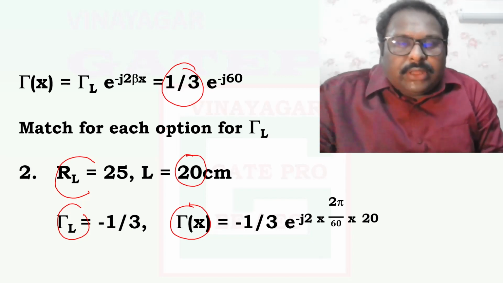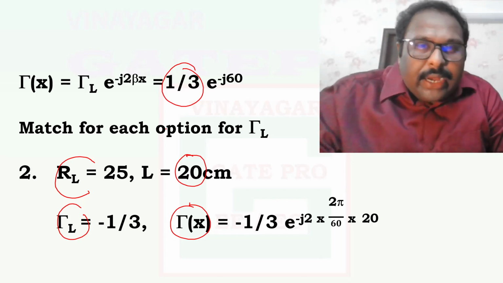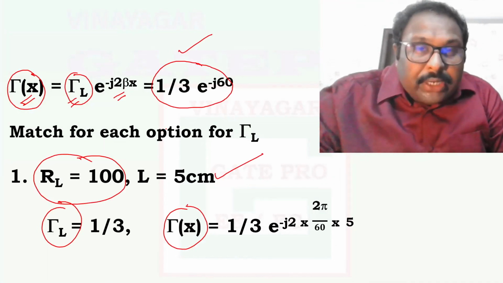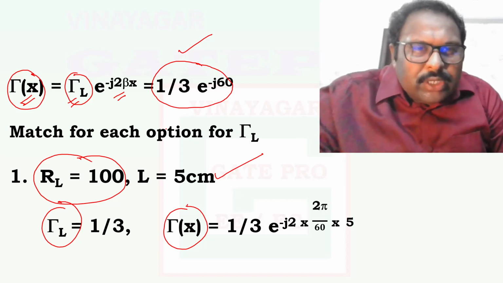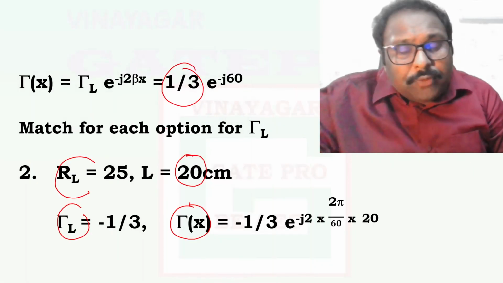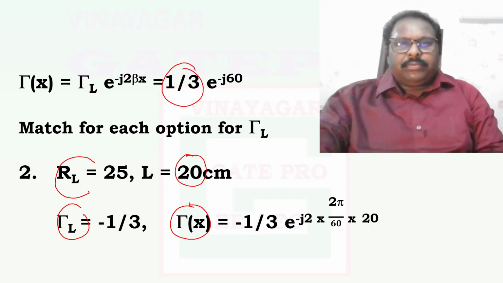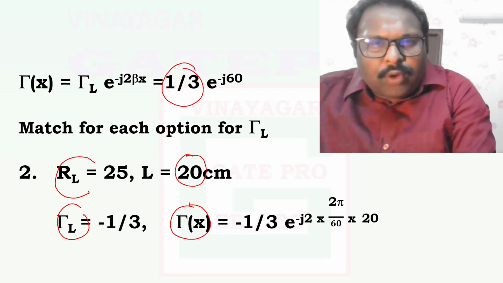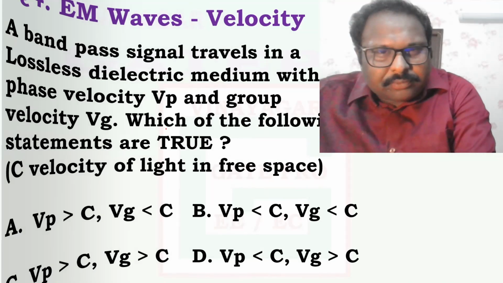And you can do this within 30 or 60 seconds instead of substituting and getting it. So gamma at the load being calculated for the new load, I'm getting gamma of x, which is 1 by 3 into e power minus j 60. This should finish off the problem very fast, within competitive exam reach. If you go for a lengthy method, it will waste your time. Don't go for lengthy methods. This is very simple. So two options are satisfying it.